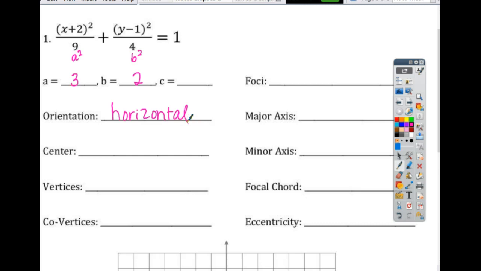Okay, I didn't divide by 2, guys. I took the square root of it. Always.